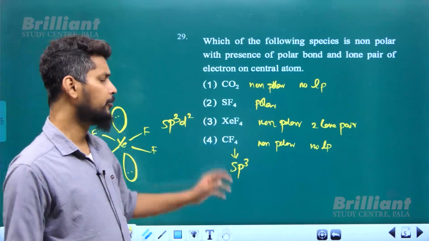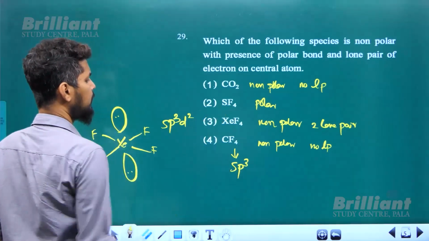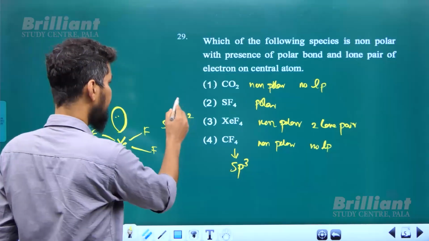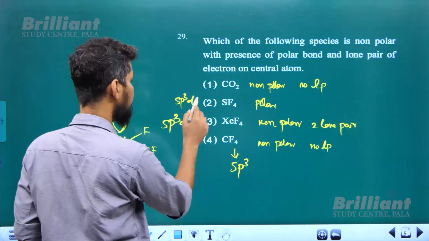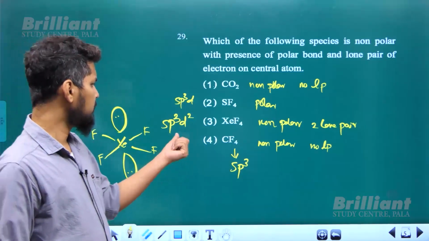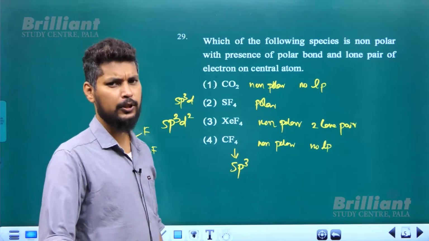SF4, coming to SF4, sulfur has 6 electrons, so it is sp3d hybridization with seesaw shape, so it will be polar in nature. So the correct answer will be XeF4, which is non-polar and it has 2 lone pairs of electrons also.